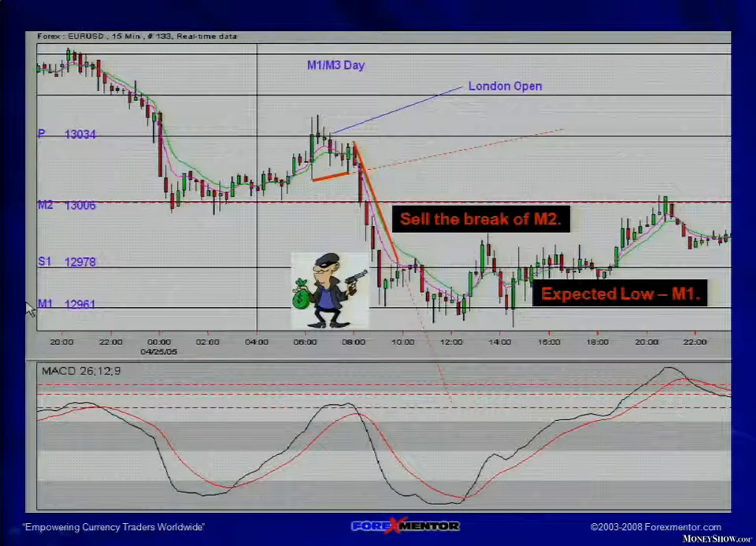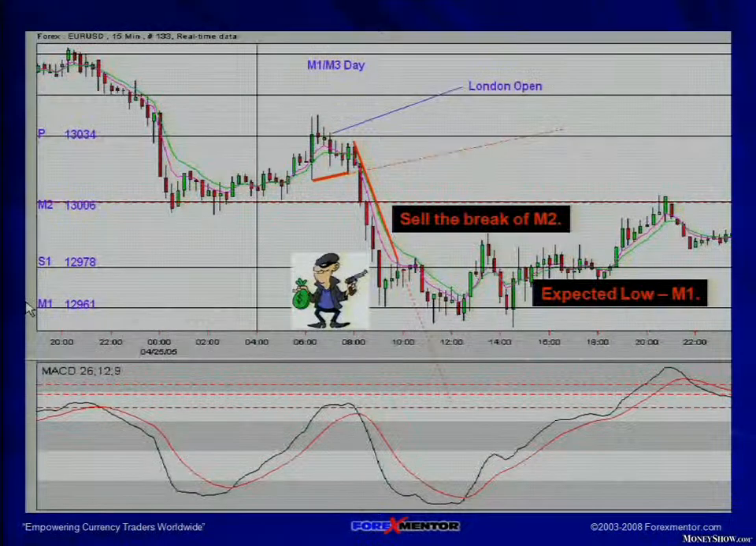I've already told you about trading market opens and closes, and now I'm telling you that you can forecast the day's low and high. Isn't that pretty cool? This is real stuff. I'm not talking about fluff stuff here. This is real stuff that works. Where to buy and sell.